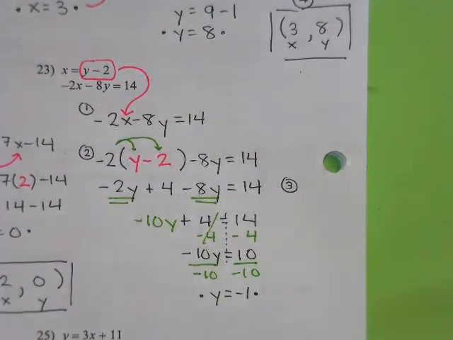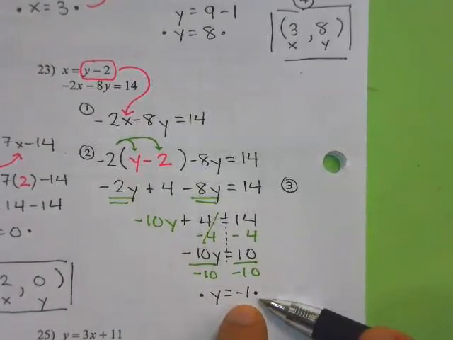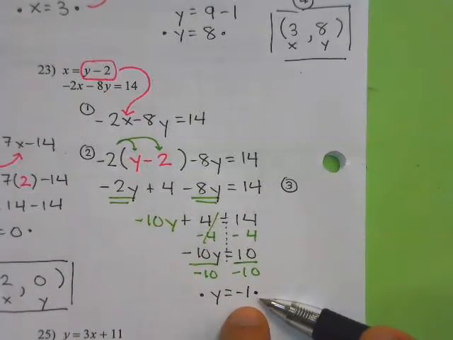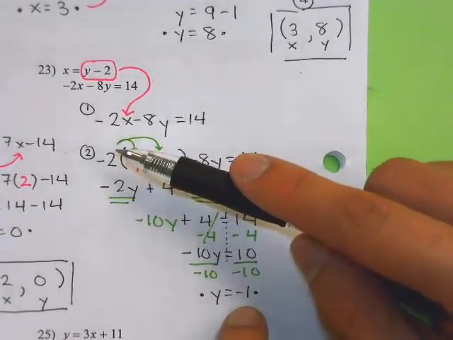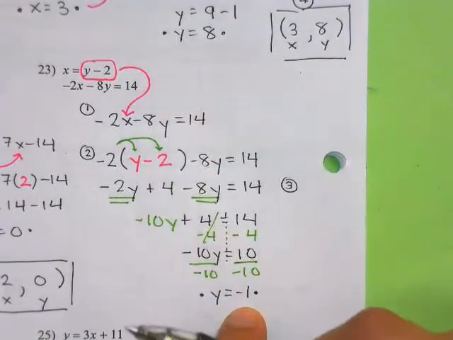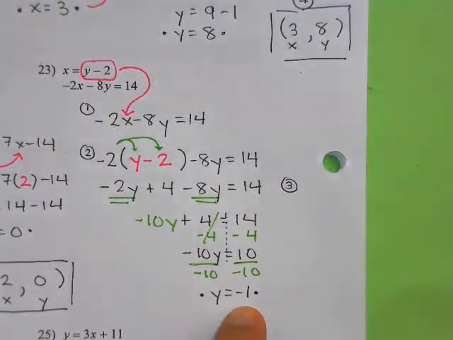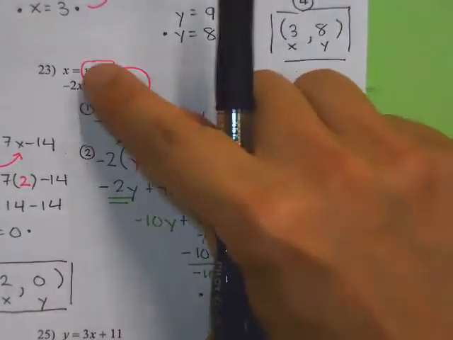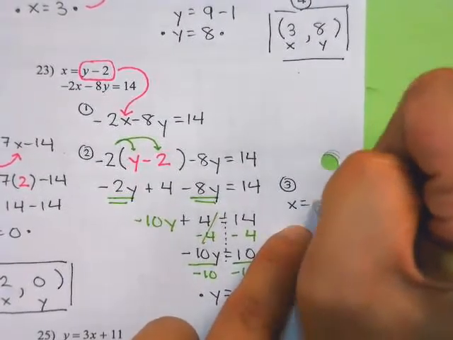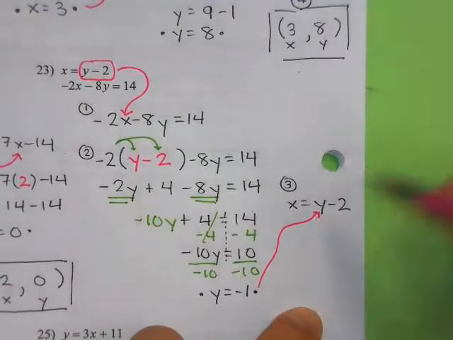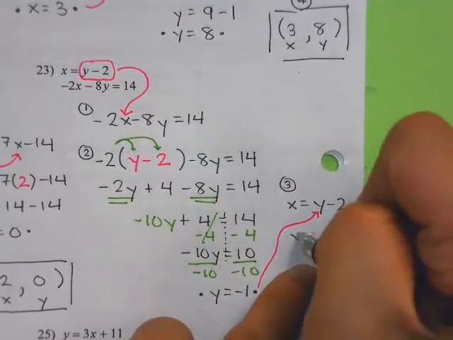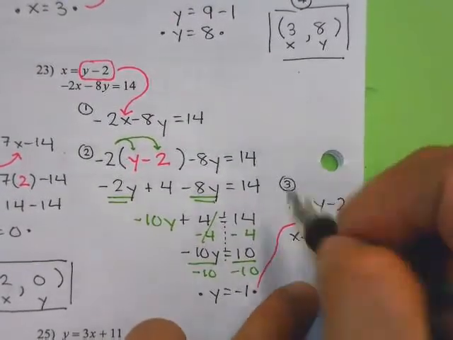If we are not done, what should be our next step? Yes, you're going to put -1 in place of y. Which one looks easier to you to plug in? The second one or the first equation? I think the first equation. Always choose the easier, quote-unquote, equation, just because there's less numbers. X equals y minus 2. X equals -1 minus 2.